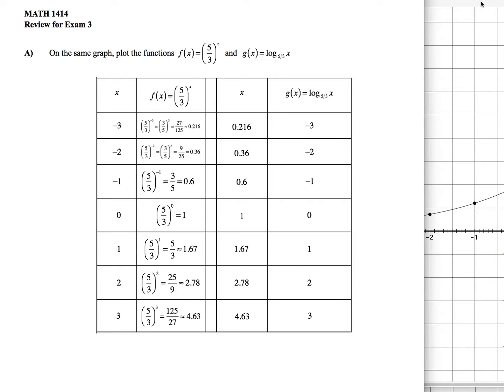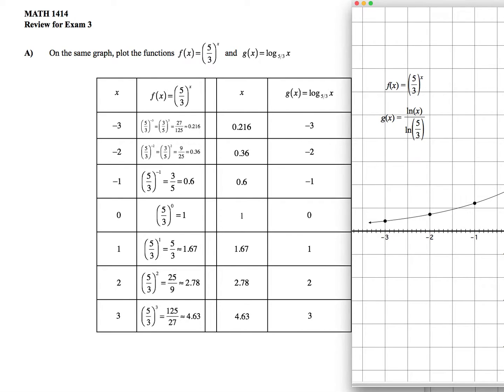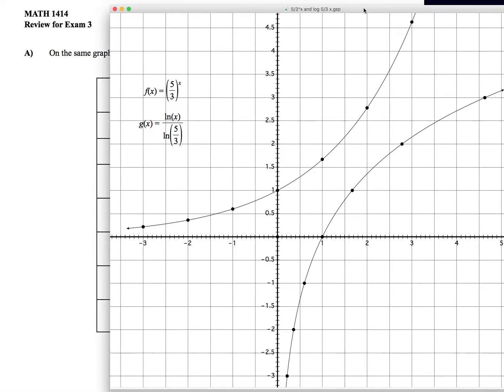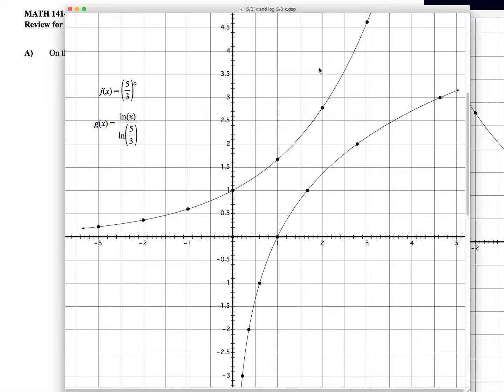Now when you plot those points, you will have this graph here. This is the exponential function right here. Let me ask my program to plot that. Okay, so that is the exponential function right there. When x is -3, then y is 0.216. So this is 0.1, 0.2. This is ever so slightly above that. When x is 0, y is 1, and so on.